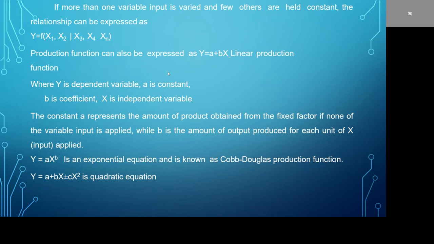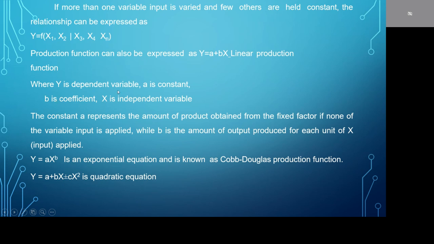Now, I have discussed the algebraic form. Then we will see the production functions that are there: linear production function, quadratic production function, and exponential or Cobb-Douglas production function. Y equal to a plus bx comes under the linear production function, whereas Y equal to a x to the power of b is the exponential production function, which is also called the Cobb-Douglas production function. Y equal to a plus bx plus or minus cx square is the quadratic production function.